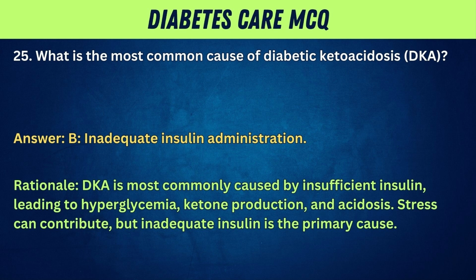Rationale: DKA is most commonly caused by insufficient insulin, leading to hyperglycemia, ketone production, and acidosis.